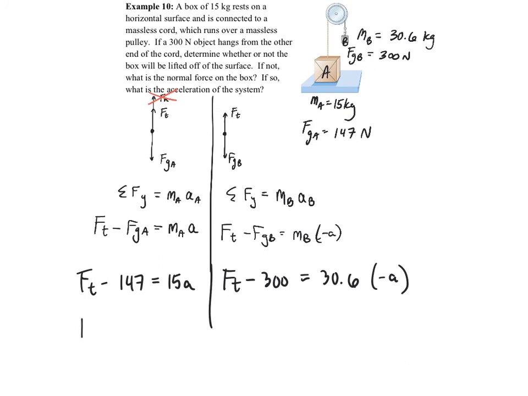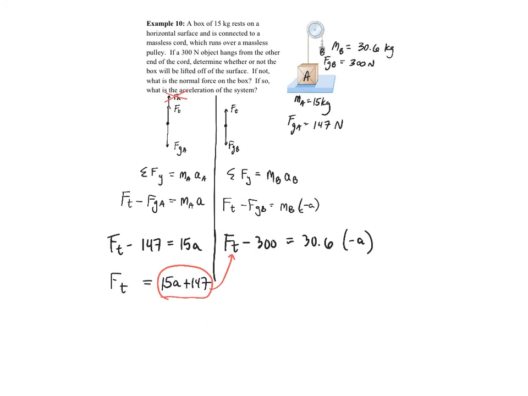The way to eliminate tension is to solve for tension in one equation and plug into the other. So I'm going to solve for tension right here by adding 147. Then I'll take this right here and plug it in for tension. You could also solve for tension in both equations like we did last time and just set them equal. That works also. For those that want to do that, you could solve for tension here, solve for tension over here, and set those expressions equal to each other. But I'm going to just use the method of plugging in.